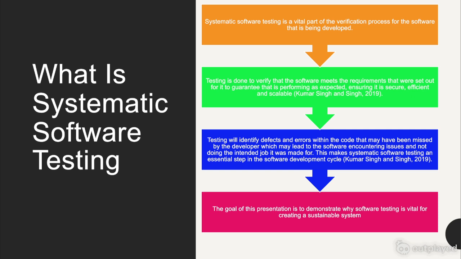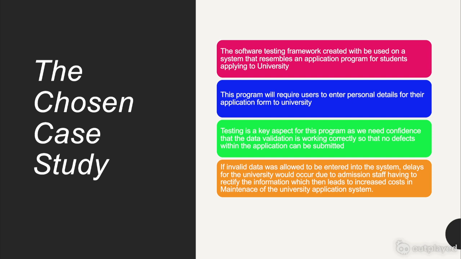Testing will identify defects and errors within the code that may have been missed by the developer, which may lead to the software encountering issues and not doing the intended job it was made for. This makes systematic software testing an essential step in the software development cycle. The goal of this presentation is to demonstrate why software testing is vital for creating a sustainable system, as issues with the system will be identified.